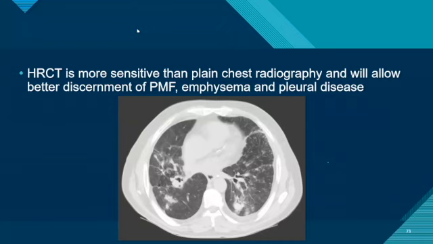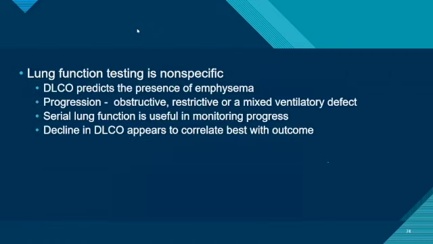Like I said before, sarcoid, lung cancer and silica are difficult to differentiate on imaging alone. So with this patient, we weren't sure which of those three it was. We took him for bronchoscopy, did washings and a transbronchial biopsy, and we'll await his results. Lung functions tend to be non-specific, but it is interesting to note that the DLCO predicts emphysema earlier than chest X-ray changes. With progression, you can get any type of ventilatory defect. Serial lung function is probably more useful, and a decline in DLCO appears to correlate best with outcome.